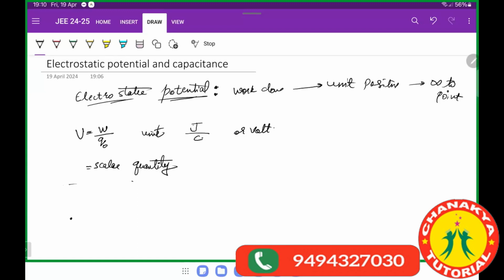So electrostatic potential means what? Work done to move a unit positive charge from infinity to a point. So work done in moving that charge, that is electric potential. Now potential difference means, if we say battery here, work done to move a charge from one point to another point, or one potential to another potential. That is electrostatic potential difference.